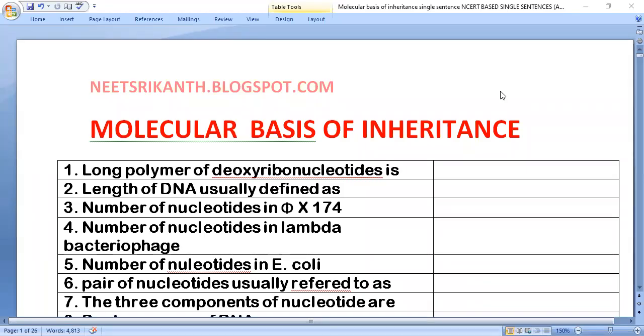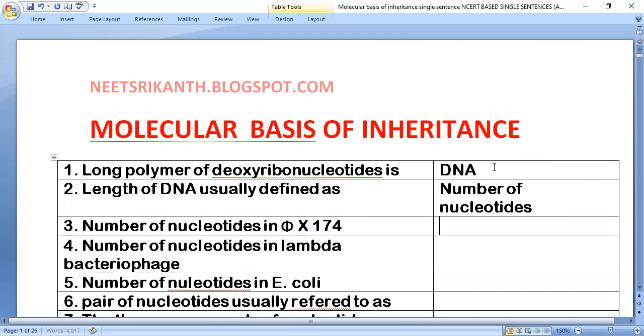NCERT based single sentence questions, molecular basis of inheritance. Let's start. Long polymer of deoxyribonucleotides is DNA. Length of DNA is usually defined as the number of nucleotides.